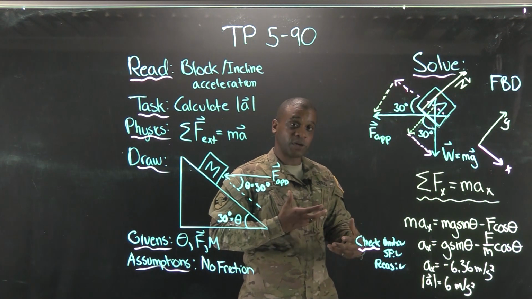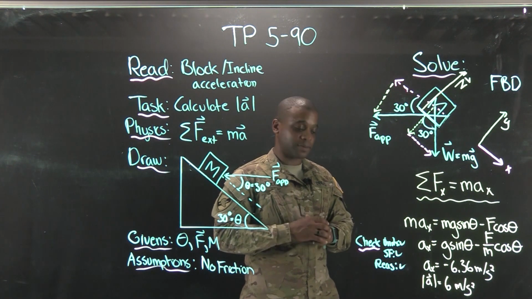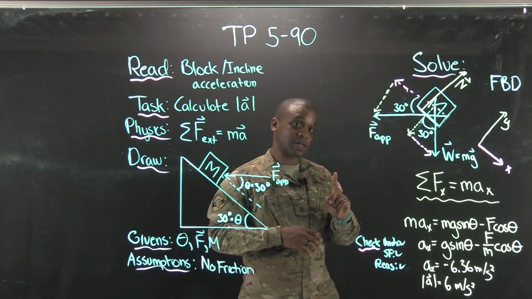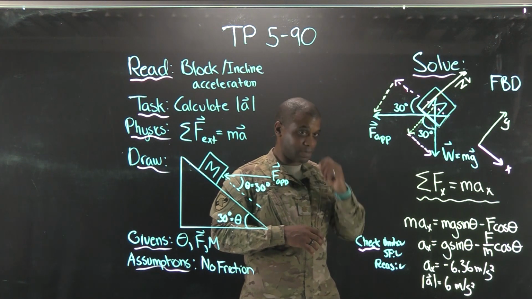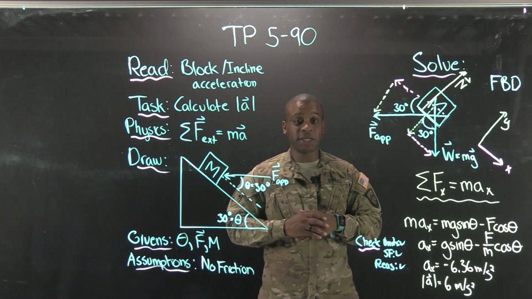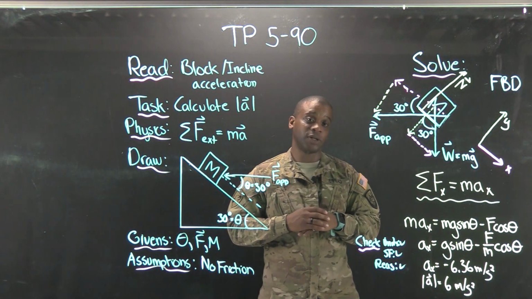Units for acceleration are meters per second squared. Sig figs, least amount of sig figs, like I said before, is 1. And it seems reasonable to me, 6 meters per second squared.